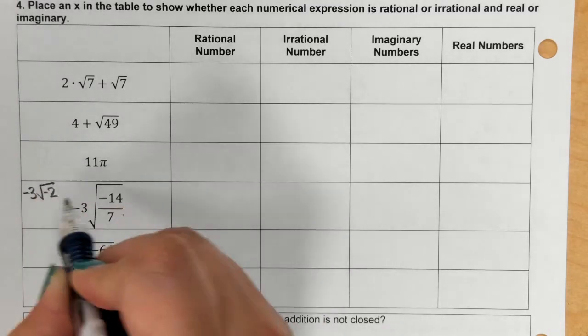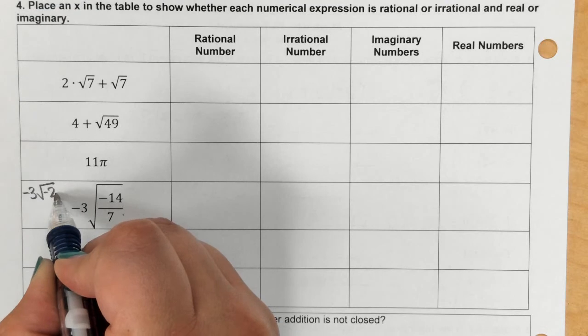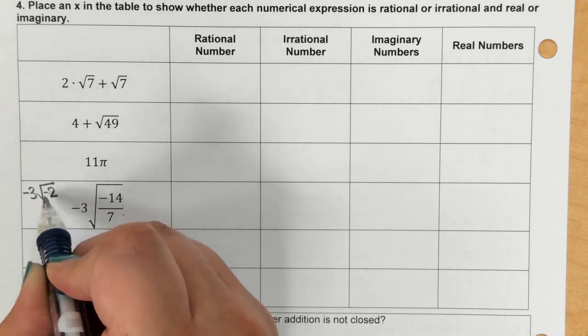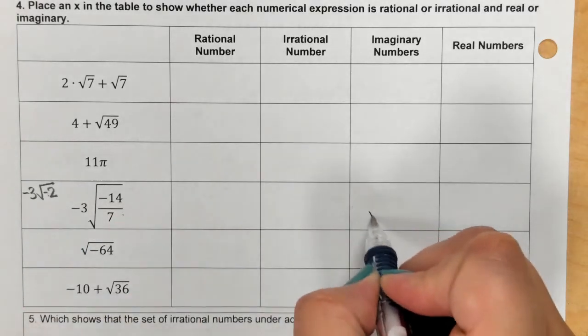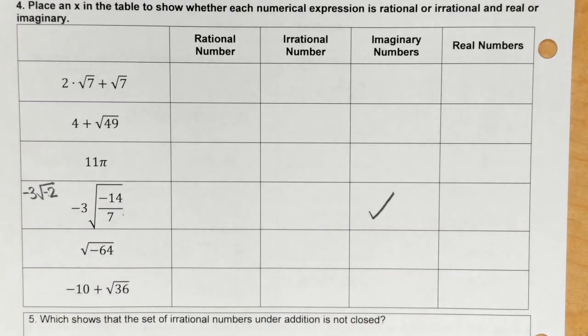Okay, even though the square root of 2 is like an irrational number, right? That negative on the inside is still going to make it an i. So it's still going to be imaginary. Okay? Anything else?